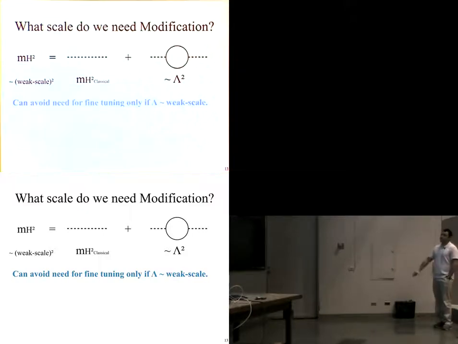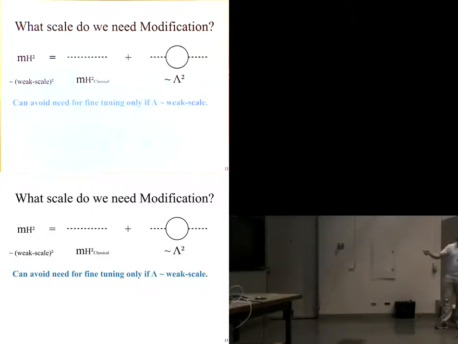Okay, this is another slide from last week, but just to remind you, we can estimate at what scale we expect a modification in our theory in order to solve this problem. And here is the Higgs mass that we've now measured. As we all know, this is roughly at the weak scale. With the current theory, this has a number of pieces. It has this input parameter piece, which is what we sometimes call the classical mass of the Higgs. So this is our input parameter. And then we have these corrections that go like the cutoff squared.